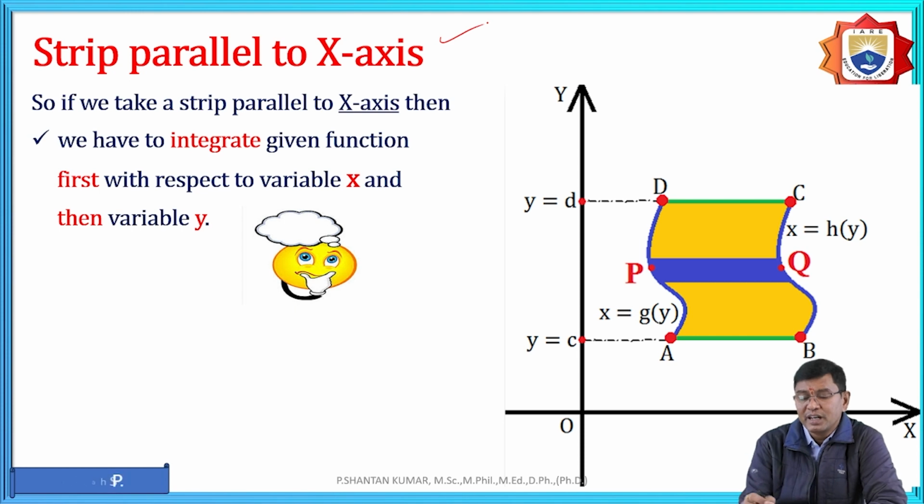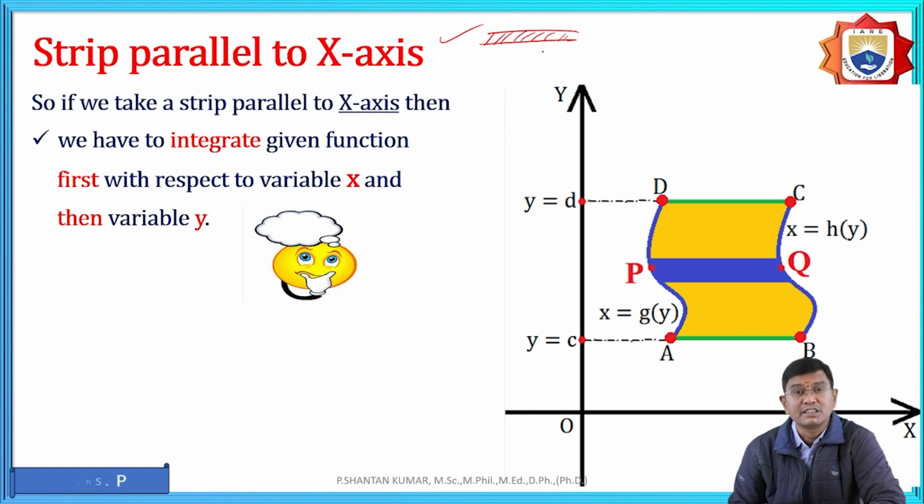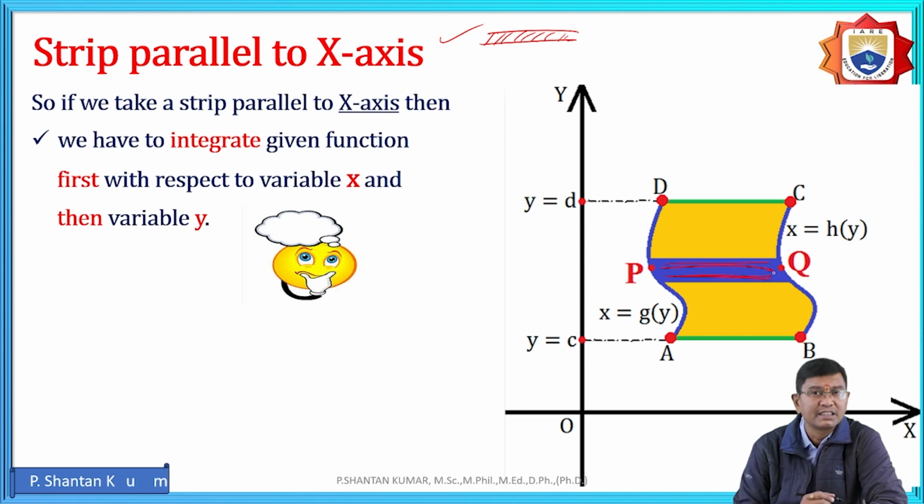And what is parallel to the x-axis? While we go to the diagram, it is parallel to the x-axis. That is the meaning of parallel to the x-axis. Here in this diagram, it is parallel to the x-axis, depending on whether we consider it horizontal.